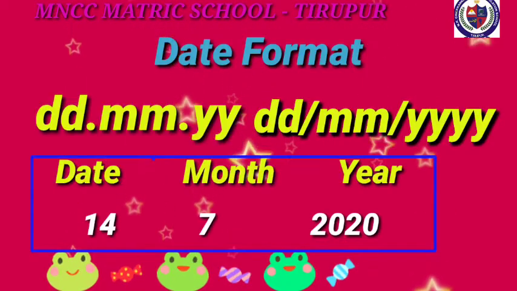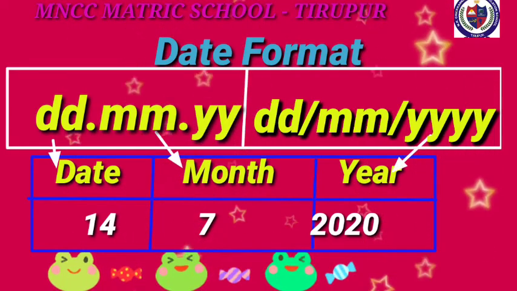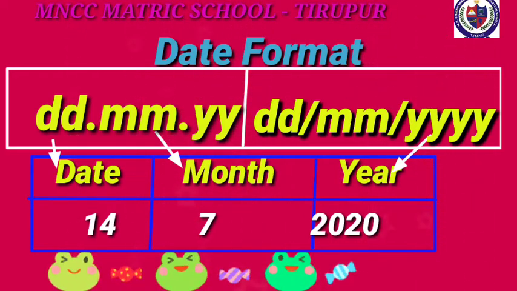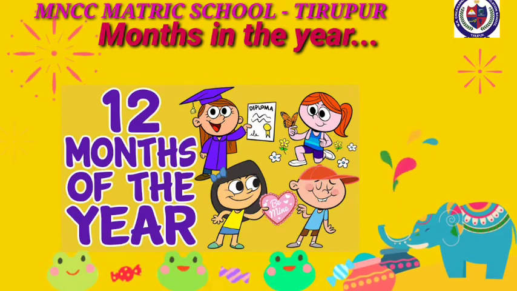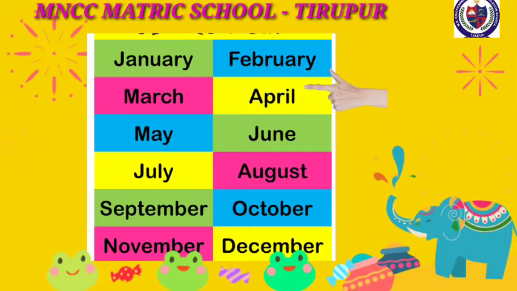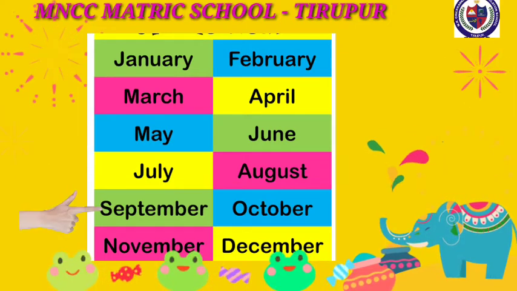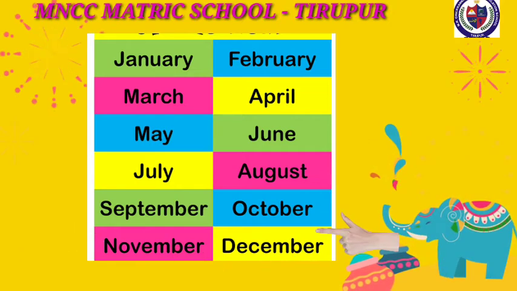Date format. Here 2-digit DD represents the date, 2-digit MM represents the month and 4-digit YYYY represents the year. There are 12 months in a year. Let us see. January, February, March, April, May, June, July, August, September, October, November and December.